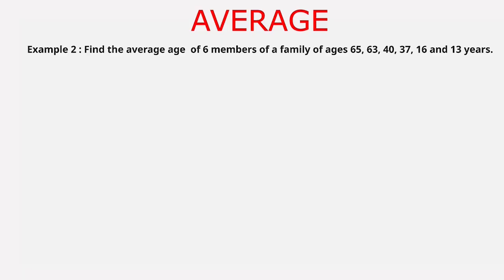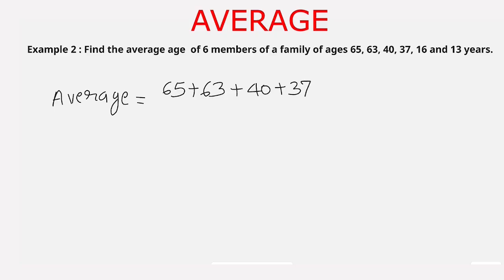We go to the example 2. Find the average age of 6 members of a family of ages 65, 63, 40, 37, 16 and 13 years. So their average is, we add all the ages of the family members. This is 65 plus 63 plus 40 plus 37 plus 16 plus 13 and the family members are 6, so we divide it by 6.